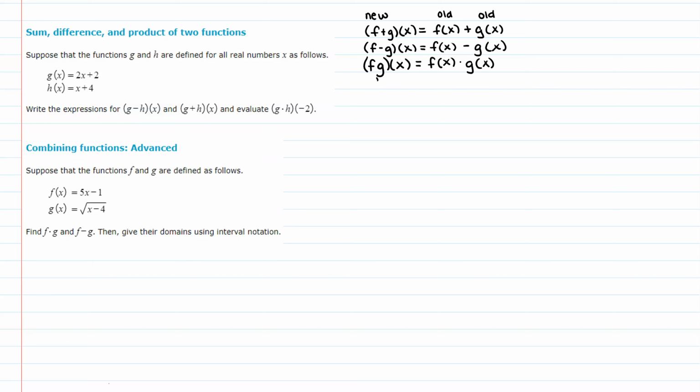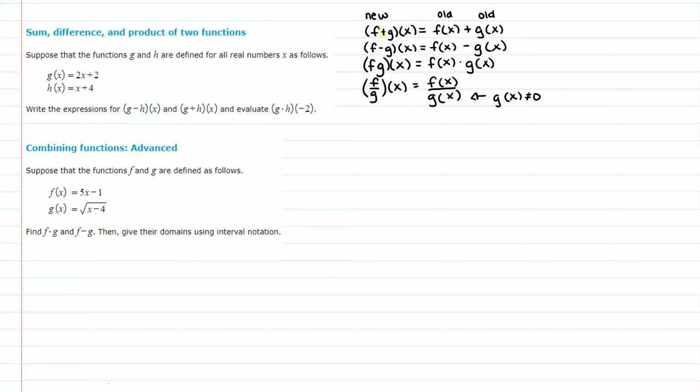And then we could divide our function. So we get a new function with the name f over g of x. And we get that function by taking the f of x function and dividing it by the g of x function. And we have to make sure that g of x is not 0, because remember, you can't have a bottom equal to 0. So the algebra of the functions matches the name, right?